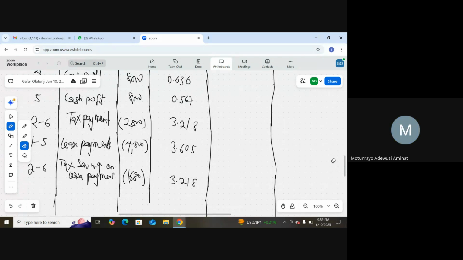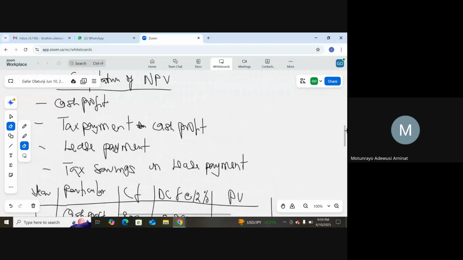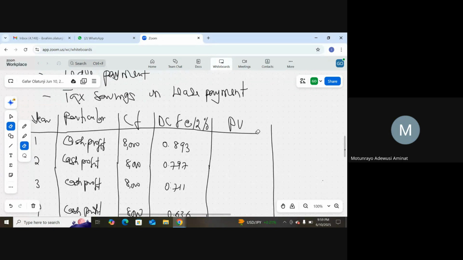So then we can now move to present value. The present value will be your cash flow multiplied by the discount factor. That is 8,000 times this. So cash flow multiplied by discount factor. What do you have, please?